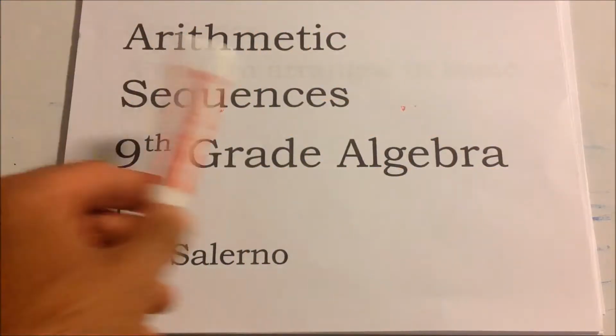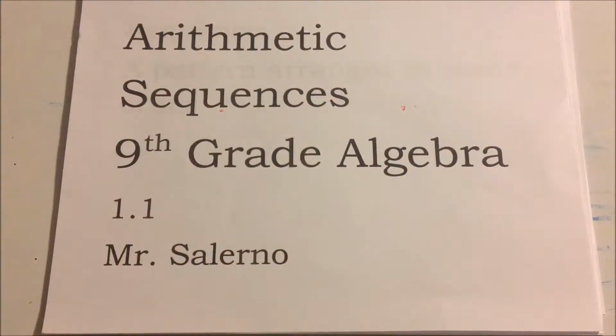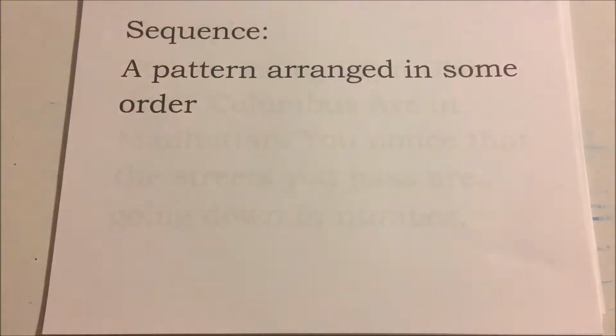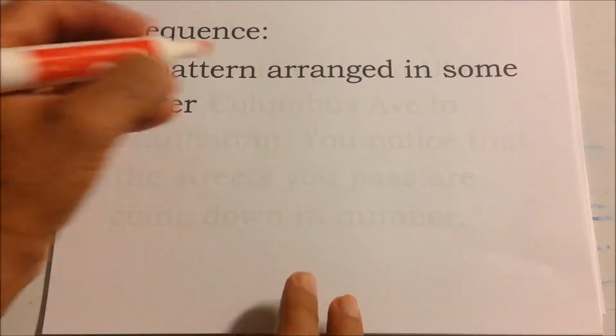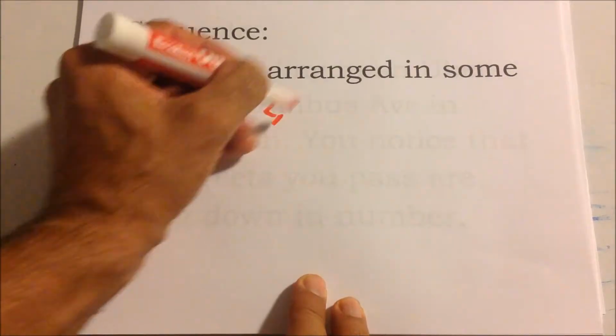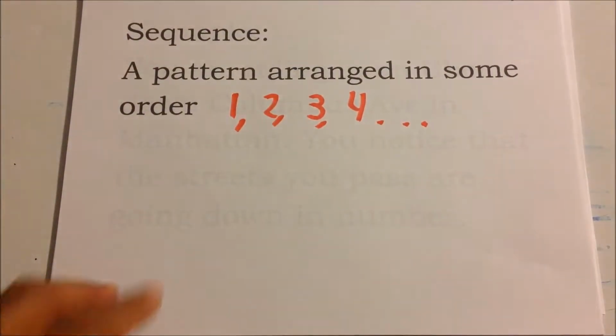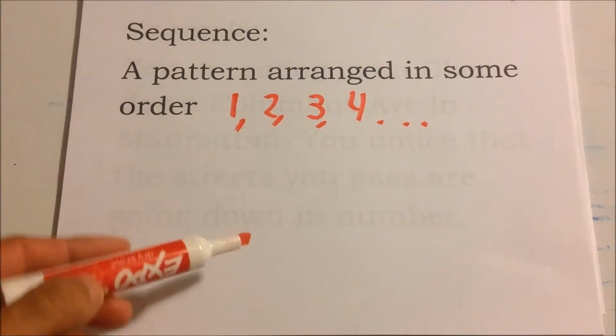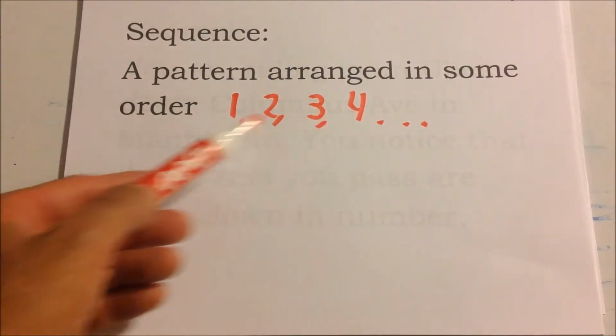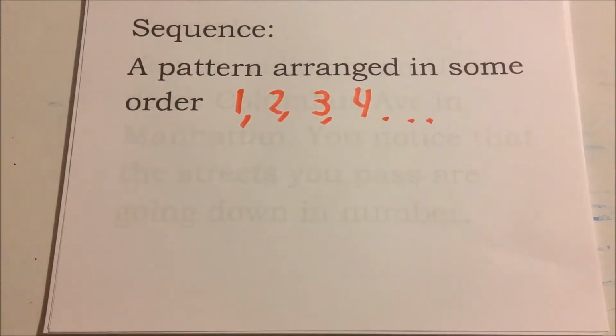Here's our video on arithmetic sequences. So what is a sequence? A sequence is a pattern. It's a pattern arranged in some order. For example, if we saw 1, 2, 3, 4, dot, dot, dot, you can make a logical guess based on the pattern you see that the next number is 5.